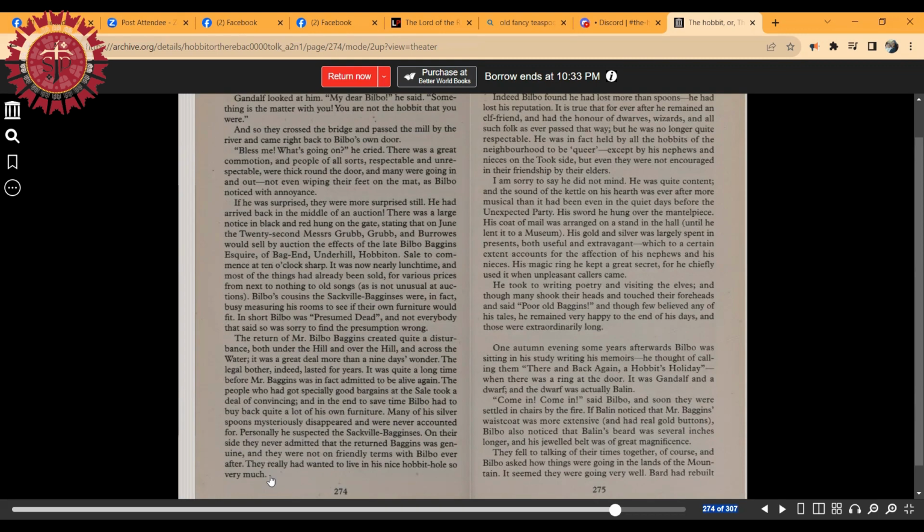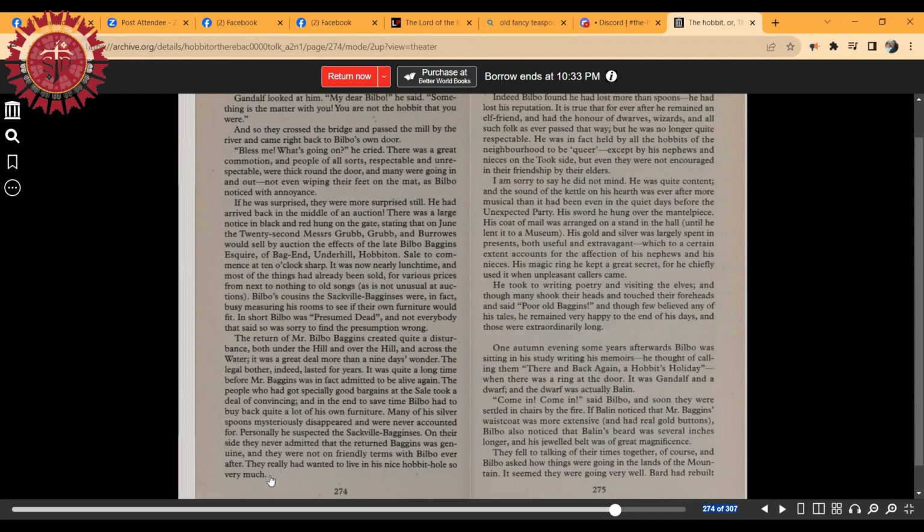It was now nearly lunchtime, and most of the things had already been sold for various prices, from next to nothing to old songs, as is not unusual at auctions. Bilbo's cousins, the Sackville Bagginses, were in fact busy measuring his rooms to see if their own furniture would fit. In short, Bilbo was presumed dead, and not everybody that said so was sorry to find the presumption wrong.